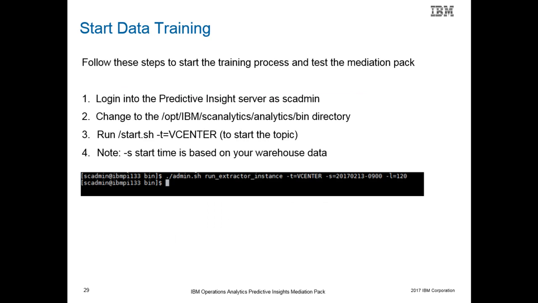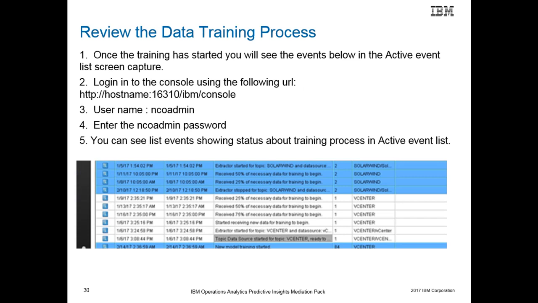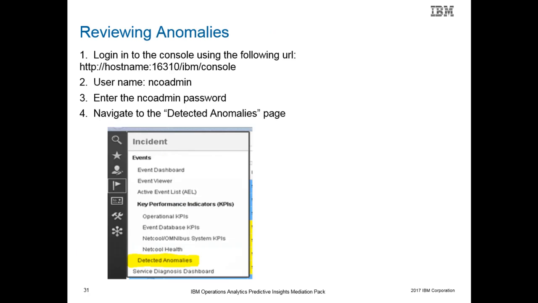You will now start the data training process by logging into the Predictive Insights server, and change to the bin directory. After you have changed to the directory, run the command shown in the slide. After the data training process has started, you can check on the process by looking at the active event list as shown in the slide. Typically, the training process can take up to 2 weeks before the anomalies are accurately predicted.